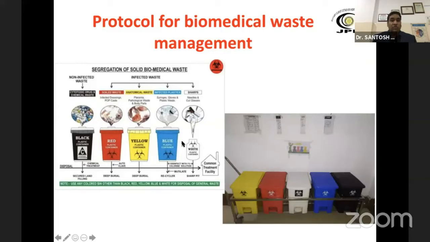Biomedical waste management, we all know there are different colors for different items, and this is how we maintain it in our OT.